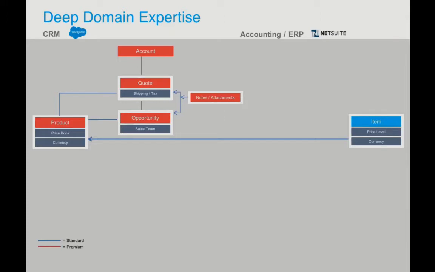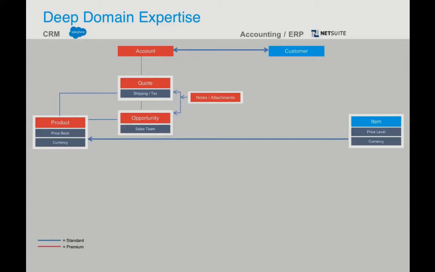By the way, all these flows are real-time unless otherwise noted. It could include price level in NetSuite corresponding to price book in Salesforce, as well as multi-currency if you're using that. The idea is to have that product available and ready for that quote or that opportunity, and for the connector to know exactly which item that corresponds to when it comes over to NetSuite as part of a sales order or quote.